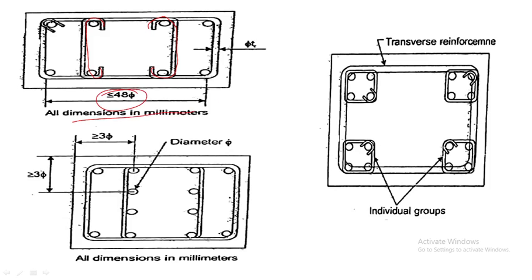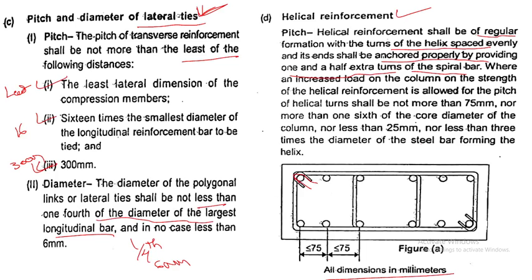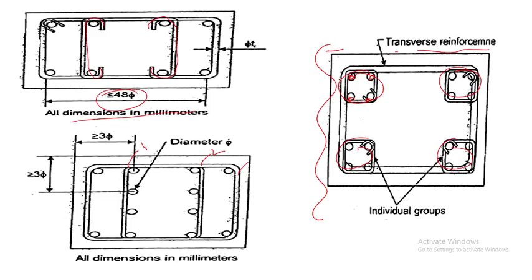All dimensions are in mm. You can see the transverse reinforcement here, and this one also. This is 1 leg and this is another leg, and here also. By seeing the sketches only you can understand that. These are individual groups of transverse reinforcement. This is one bar, this is one bar, this is one bar, this is one bar. So this one is the first group, second group, third group, and fourth group. So you have to provide like this. Which condition applies depends upon the area as well as the load coming on the structure.